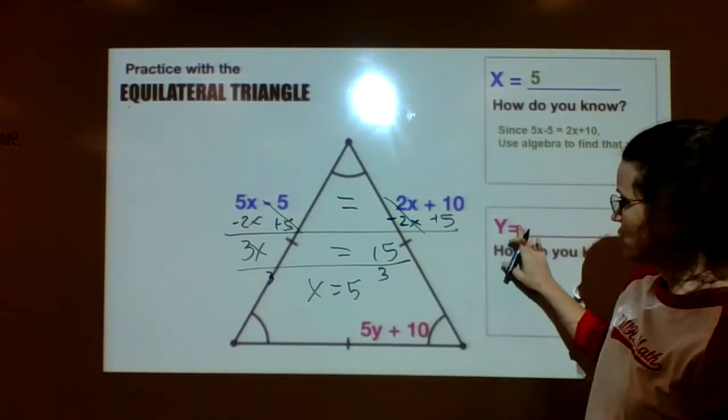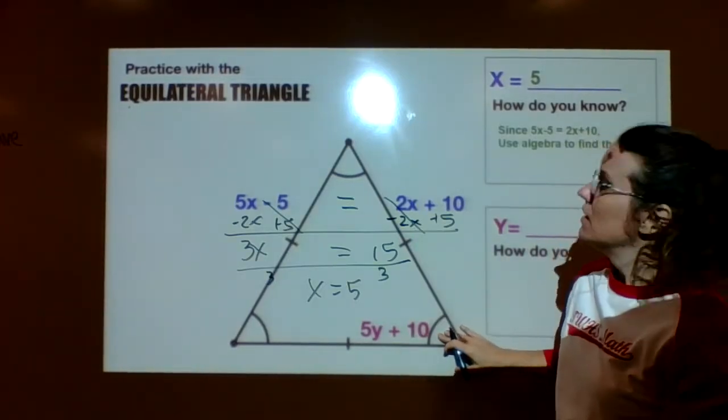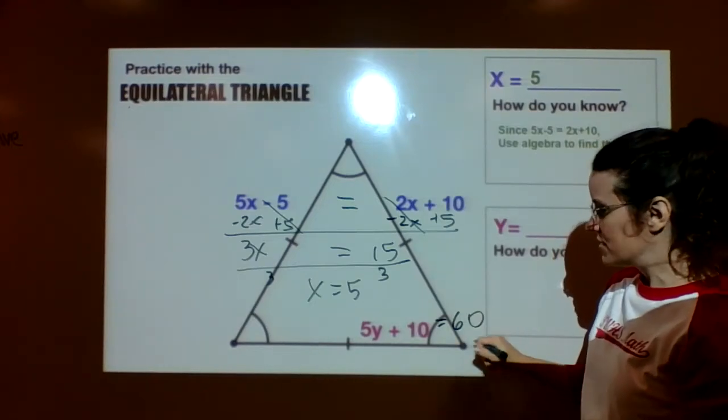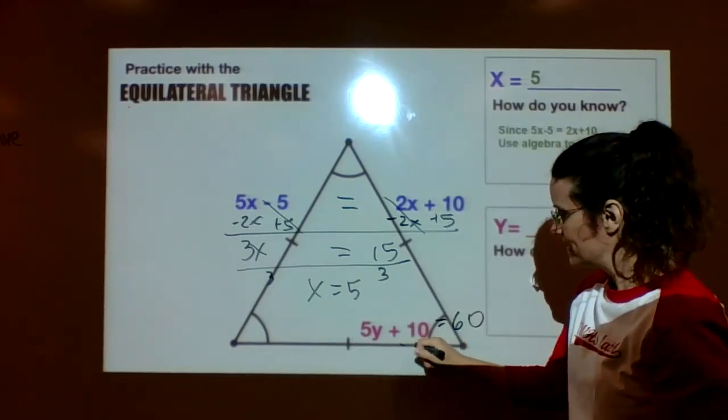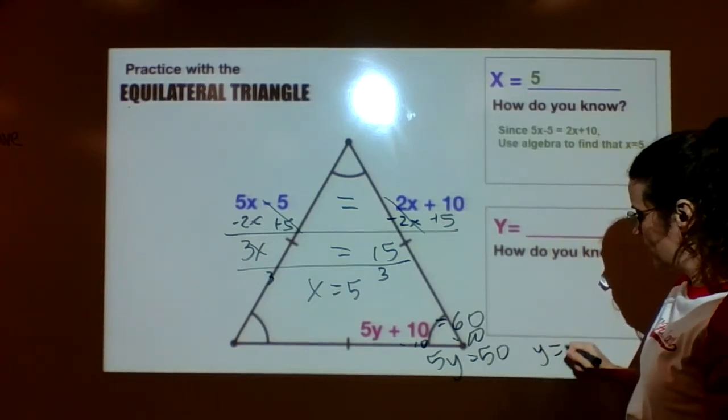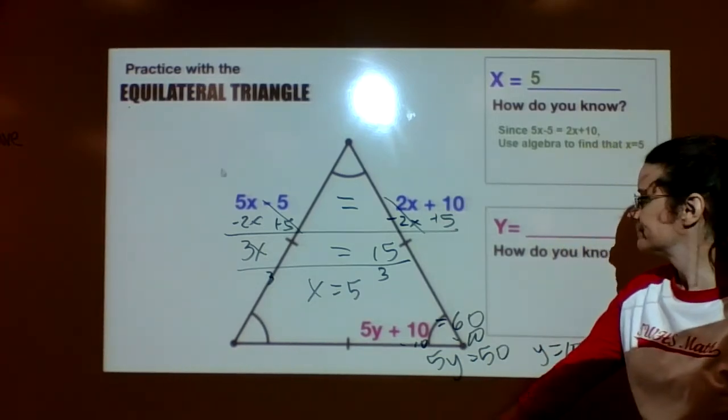Down here, I'm trying to find y from this angle. Well, it's equilateral. I know it should be 60. And so when I subtract out the 10, 5y equals 50, and so y will come out to be 10.